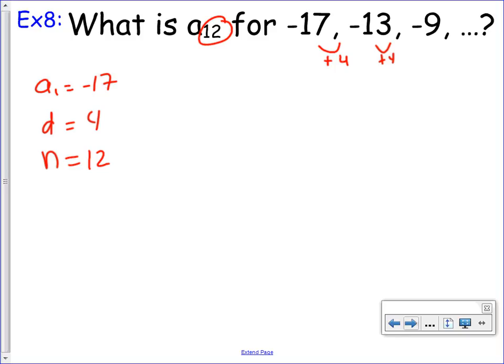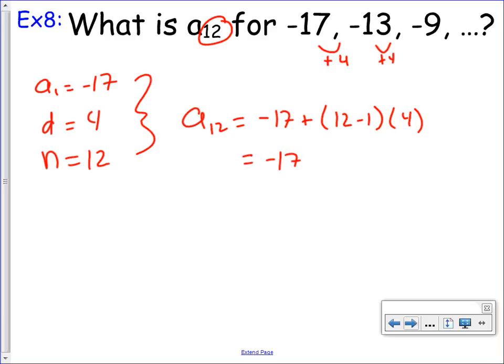Alright, so the 12th number is going to start at negative 17 plus N minus 1, so 12 minus 1, times 4. So negative 17 plus 11 times 4.